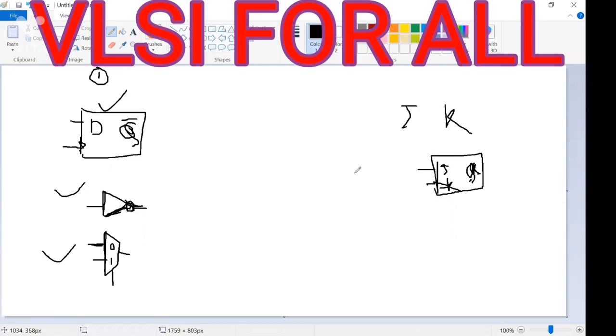So basically, you mean to say that we already have one D flip flop available here. So you mean to say we want to make another D flip flop using these two, and then make a JK flip flop? Can you tell me how to make a JK flip flop using these two elements?